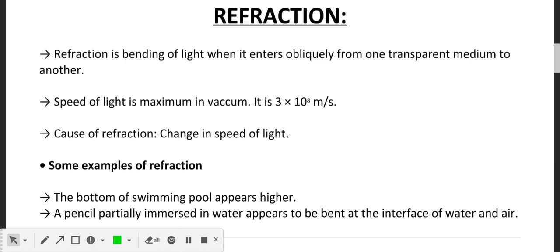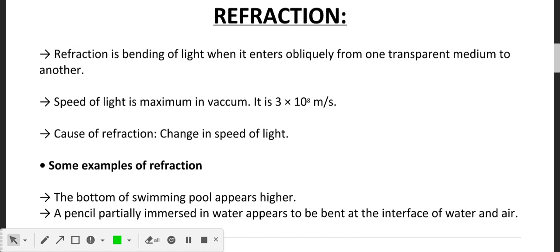Now, cause of refraction. What will be the cause of refraction? Change in speed of light can be the cause of refraction. Why will that change be there? Because when light moves from rarer to denser medium, what do you mean by rarer? Rarer means less dense, and denser means where it is more populated, or where more particles are present.